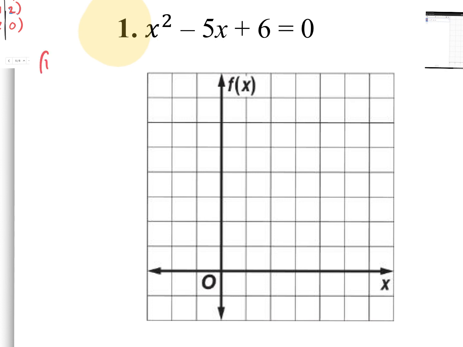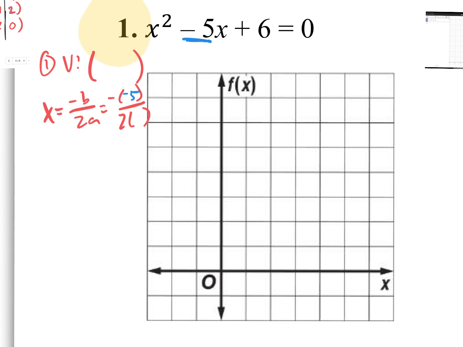What's the first step to graphing? You would find the vertex. How do you find the vertex? You go x equals -b over 2 times a. That's going to be negative parenthesis over 2 times parenthesis. The b value happens to be -5.